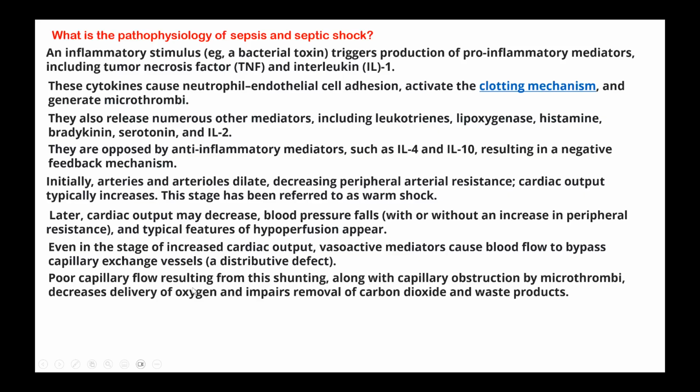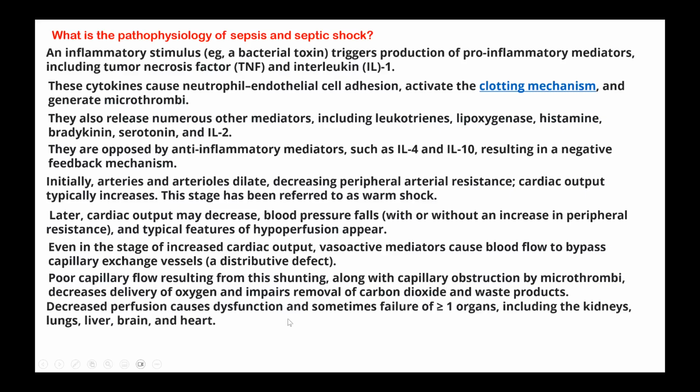So poor capillary flow resulting from the shunting, along with capillary obstruction by microthrombi, decreases delivery of oxygen to major organs, and impairs the removal of carbon dioxide and waste products. So they start accumulating, resulting in acidosis at that particular level. So oxygen is not getting delivered. Whatever carbon dioxide and waste products are produced, they are not being removed because of the lack of microcirculation.